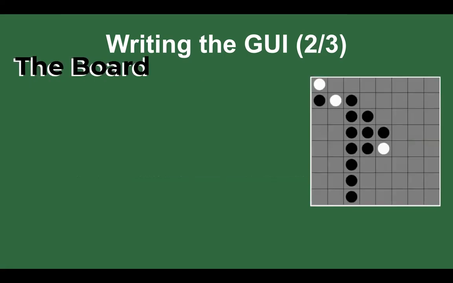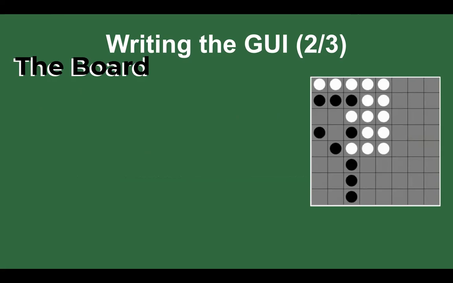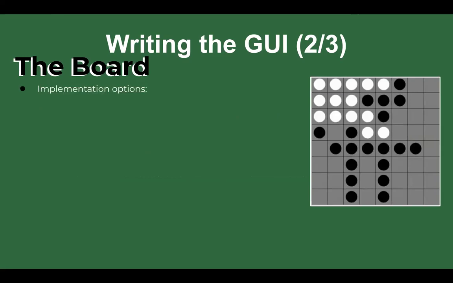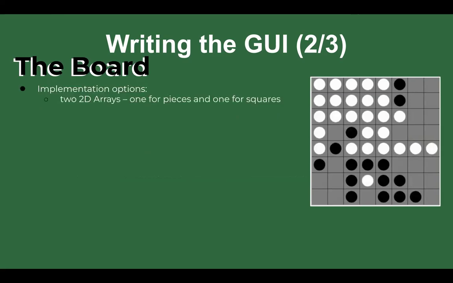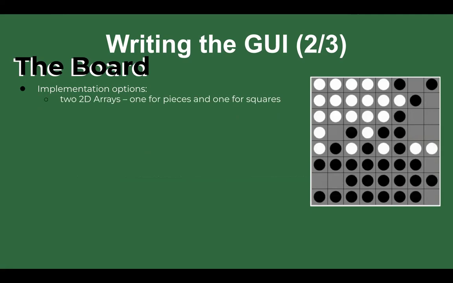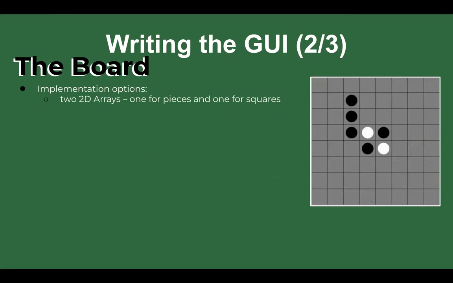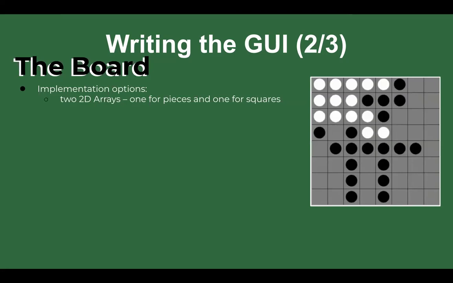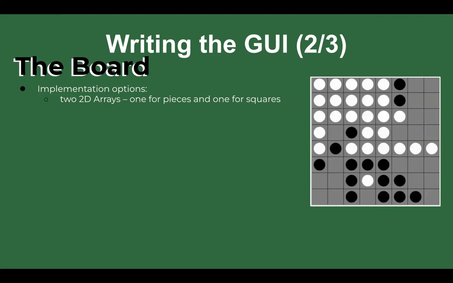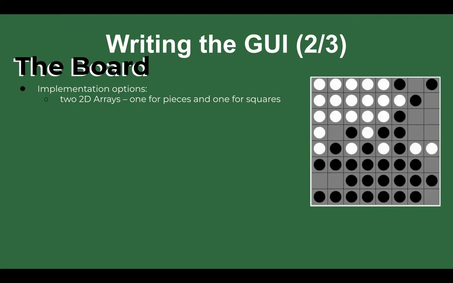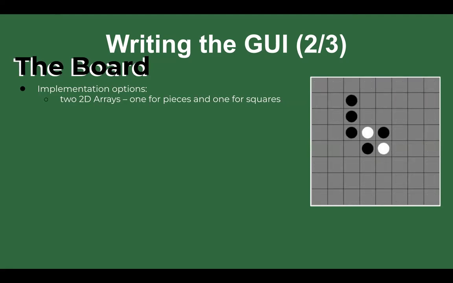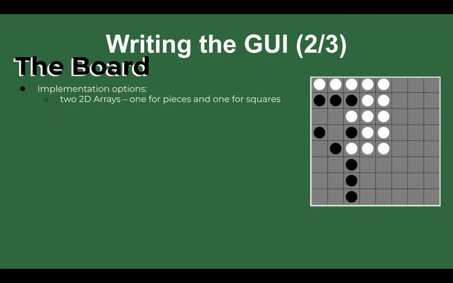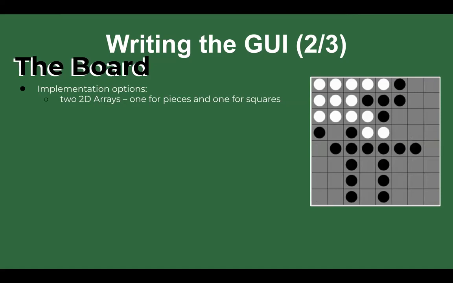So the board itself, we have a little GIF of it there. There's a few different implementation options. As I mentioned before, both of them use 2D arrays. You can kind of tell just based off of looking at it. It looks pretty similar to the kind of grid we used in Tetris, but there are some key differences. So one implementation option is to use two different 2D arrays that overlay each other, where one is for the squares in the background and the other is for the pieces on top of the squares.